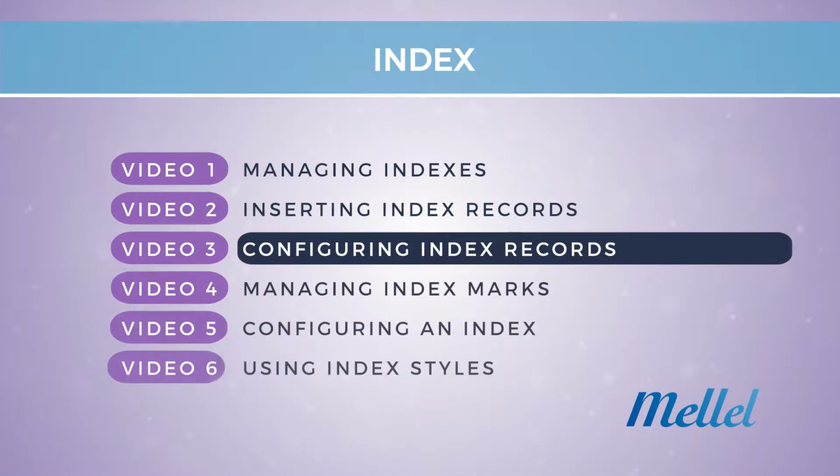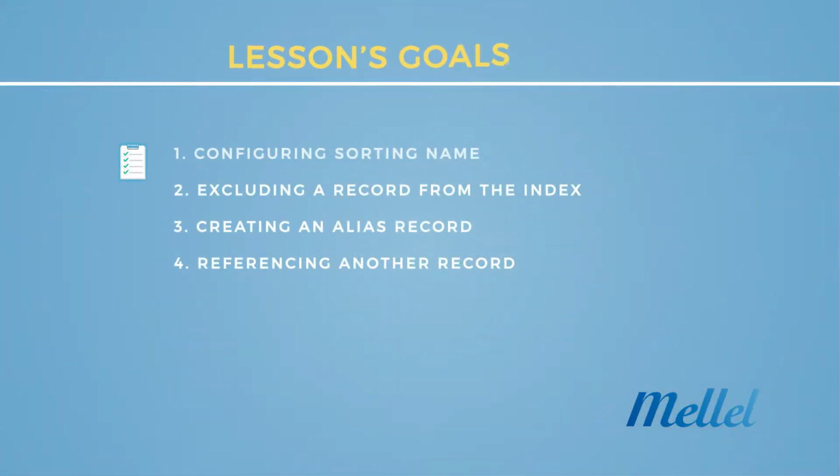Previous videos cover the process of generating an index in MLL, how to create it, and how to add index records to it. In this video, you will learn how to configure those index records so that they meet all your standards and personal preferences. You will learn how to configure their sorting name, how to exclude a record from the final index, how to create an alias record, and how to reference other records.